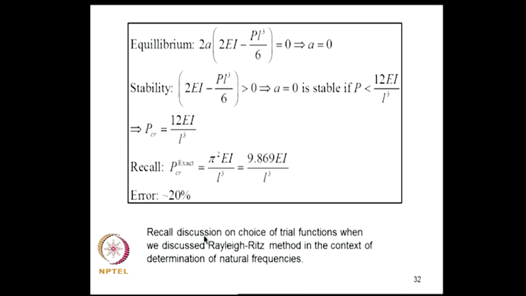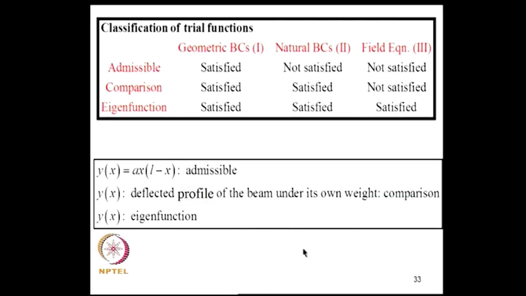Now, if you recall the discussion on choice of trial functions when we discussed the Rayleigh-Ritz method in the context of determination of natural frequencies, we classified the trial functions as being admissible, comparison and eigenfunctions. There are geometric boundary conditions and natural boundary conditions, and there is a field equation. The trial functions which satisfy the geometric boundary conditions and which did not satisfy the natural boundary conditions and field equations are called admissible functions.